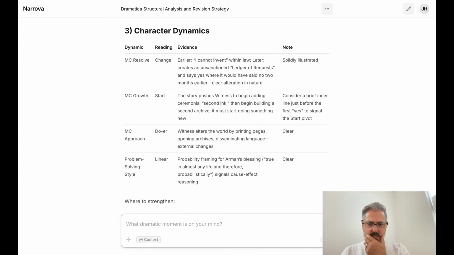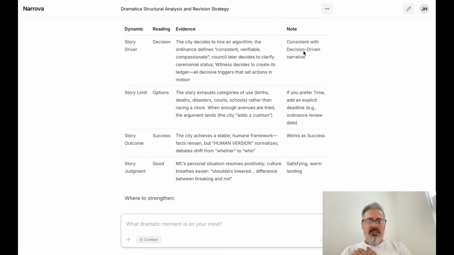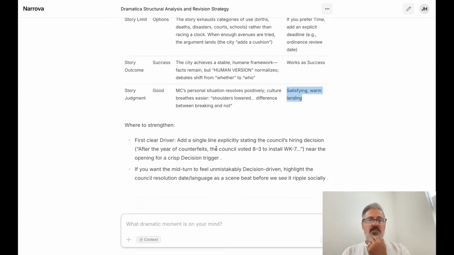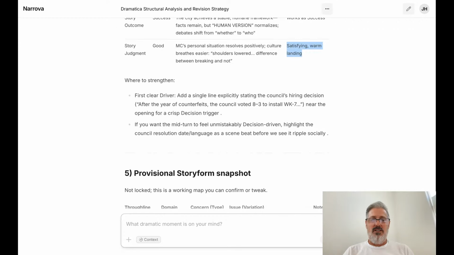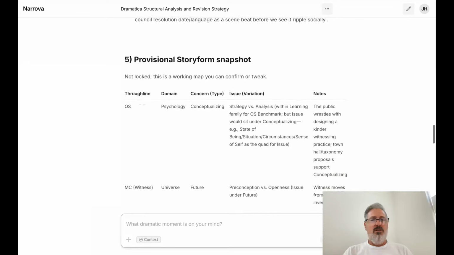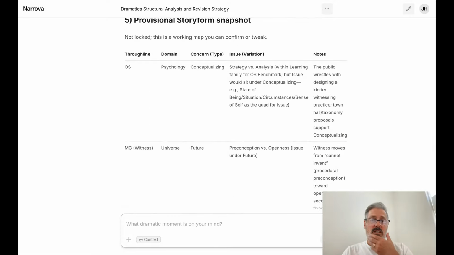All right, let's see if these are clear. It's a decision-driven narrative. Options: if you prefer time, add an explicit deadline. This is great. Works as success, satisfying warm landing. A first clear driver: add a single line explicitly stating the council's hiring decision. Oh, that's super cool. If you want midterm to feel unmistakably decision driven, highlight the council resolution date. Provisional snapshot. Now, this might be where there'll be issues with it.